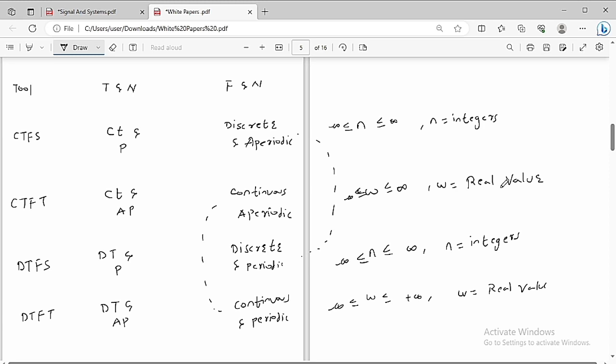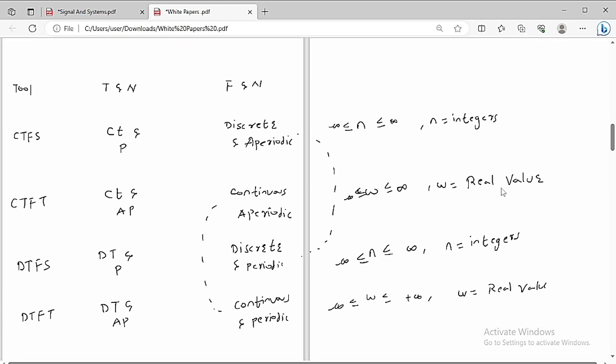So which are duals of each other? CTFT and DTFS. Continuous time Fourier transform and discrete time Fourier series. So these two are duals of each other. Then the last two are also duals of each other. So the first one and last one, second one and third one are duals of each other.